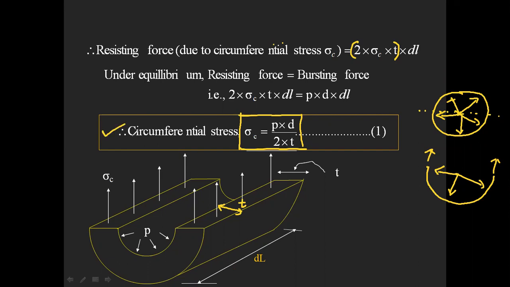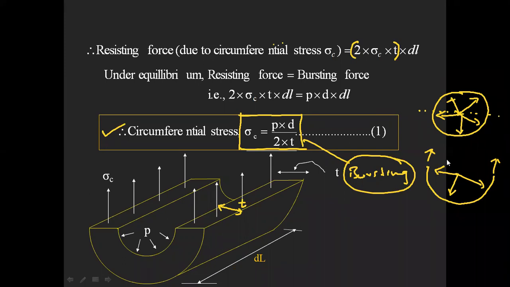With this formula only, you are going to calculate what the circumferential stress should be so the cylinder does not burst. If you want to control the bursting of the cylinder, you have to make sure your cylinder has resistance to this circumferential stress of P into D by 2 into T. Understand? This is how we calculate the circumferential stress. Clear? Have you all understood? Yes, sir. Now we are going to calculate your longitudinal stress.